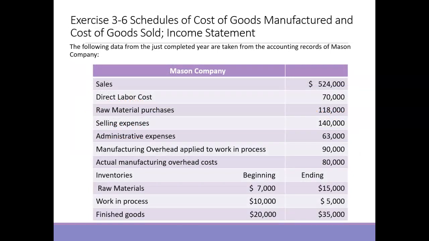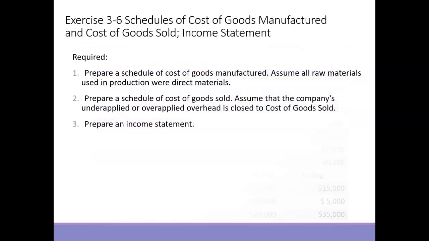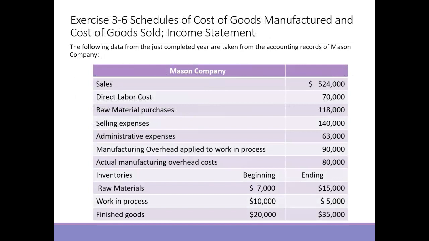Okay. Here, schedules of cost of goods manufactured and cost of goods sold along with the income statement. Here we have all kinds of data. What we need to do is prepare a schedule of cost of goods manufactured. Assume all raw materials used in production were direct materials. So for cost of goods manufactured, remember, we're going to start with our raw materials, our beginning inventory. We're going to add the purchases and then show what's available.